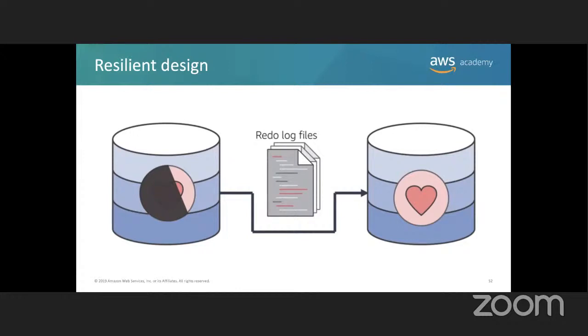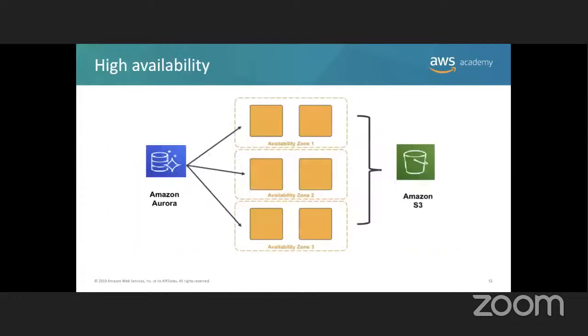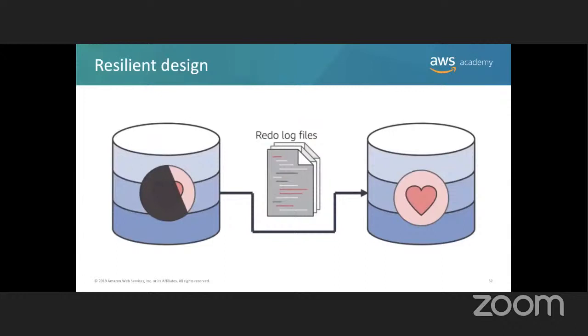See, guys, how resilient Aurora is. Six copies in three different availability zones. Up to 15 replicas, right? It has instant crash recovery if the primary database becomes unhealthy. Every read operation, the redo log file is replayed, and then it will reduce your restart time after database crashes to less than 60 seconds. So it's super fast, okay? That's all we need to know about Aurora.